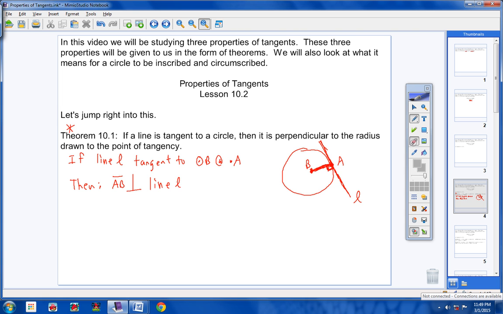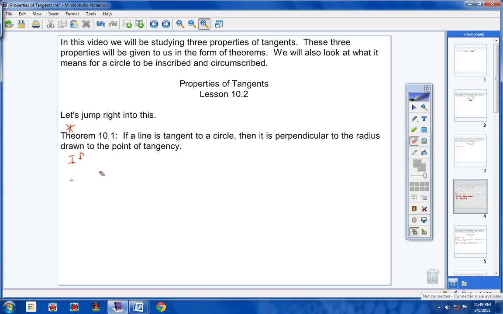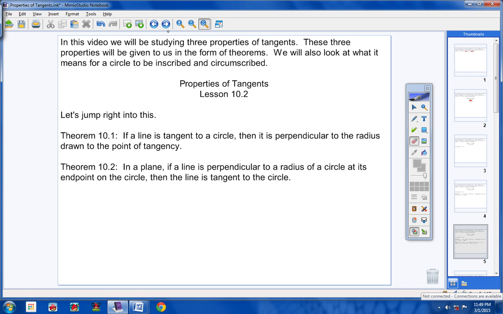They will form a right angle. Now, as we've learned in the past, not all converses are true when it comes to theorems, but in this case, the converse is true. So theorem 10.2 is just the converse, okay?